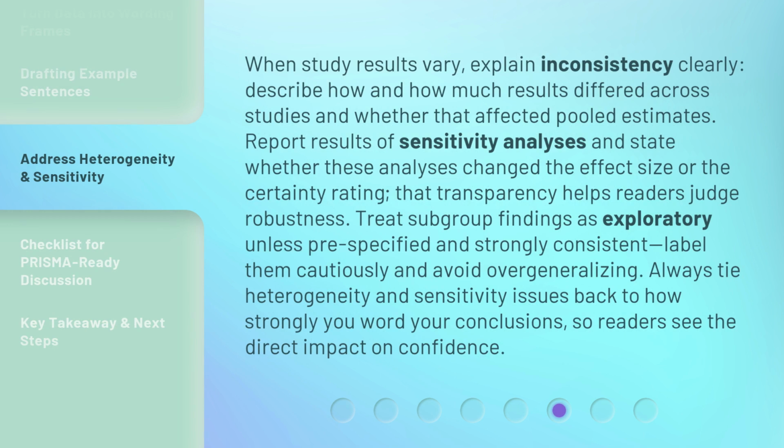When study results vary, explain inconsistency clearly. Describe how and how much results differed across studies and whether that affected pooled estimates. Report results of sensitivity analyses and state whether these analyses changed the effect size or the certainty rating. That transparency helps readers judge robustness.